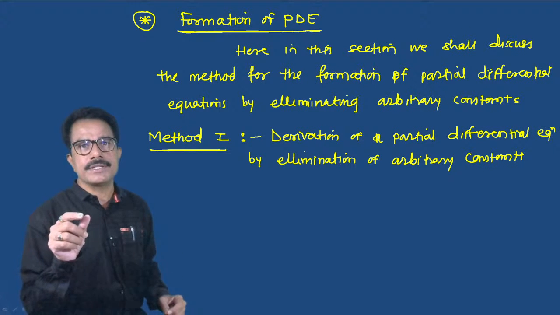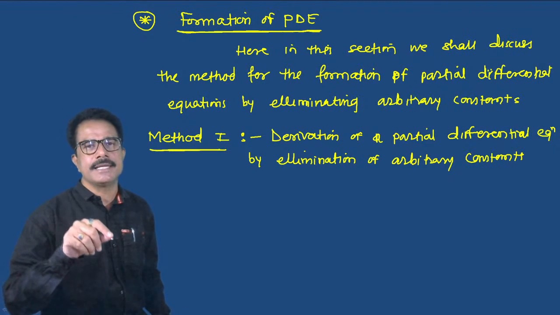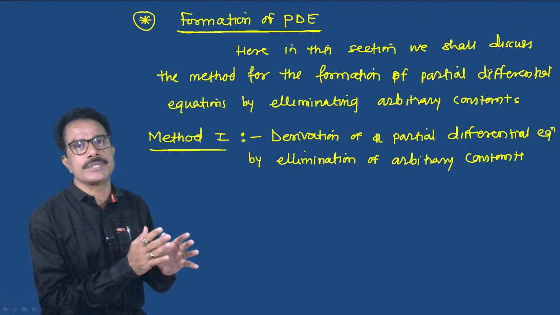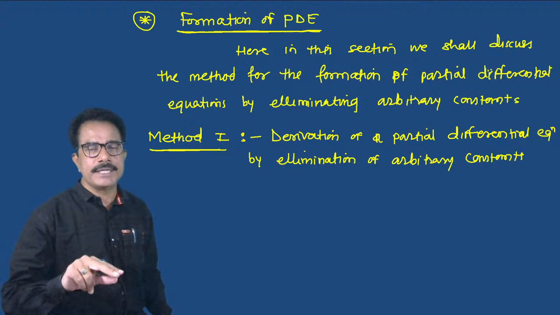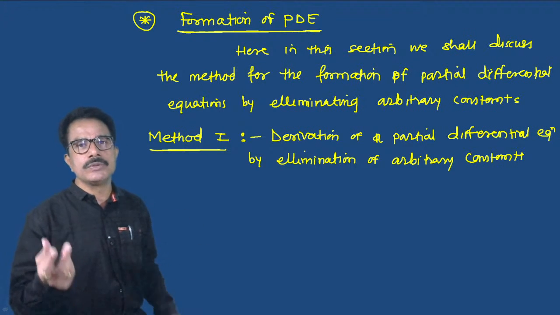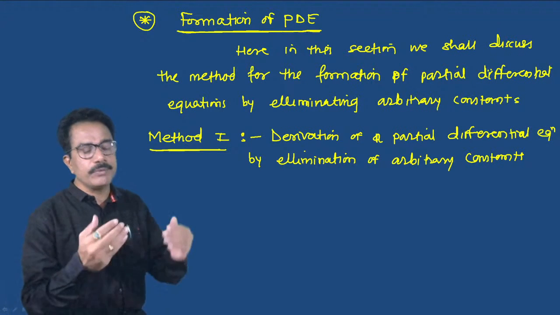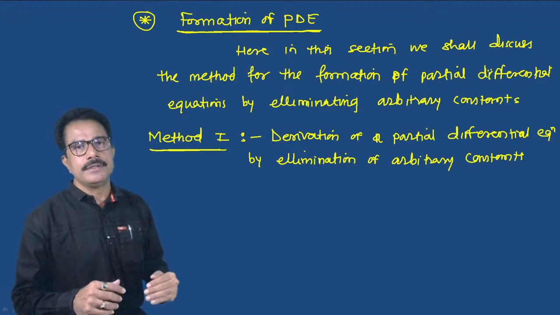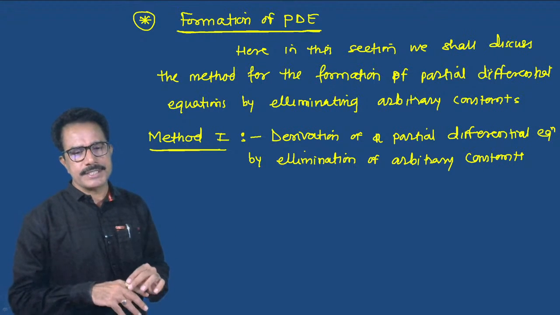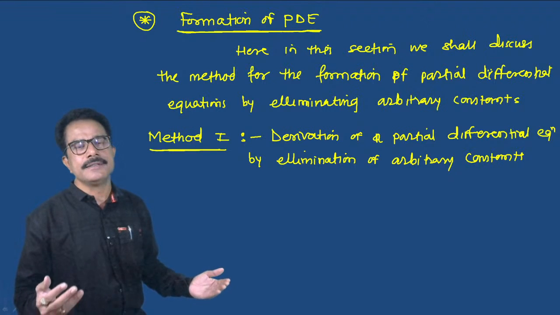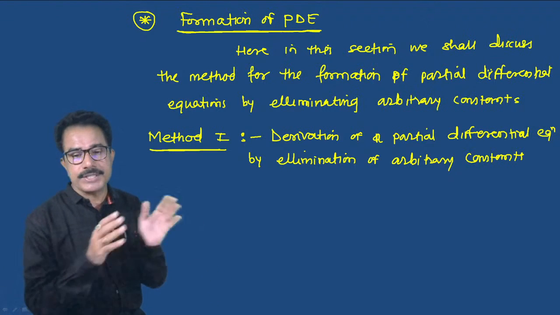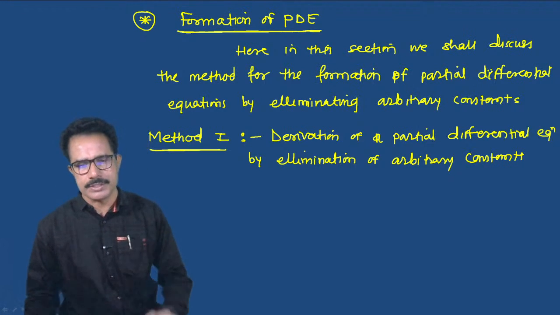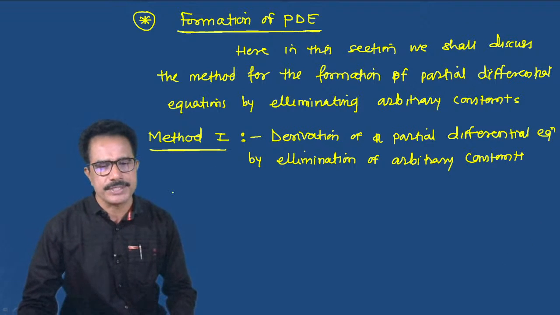If the number of arbitrary constants is less than the number of independent variables, then we have to use a different process. If the number of arbitrary constants is equal to the number of independent variables, then we have to use another process. And if the number of arbitrary constants is greater than the number of independent variables, then we have to use different formation methods, so different working rules. First of all we shall discuss the general process.